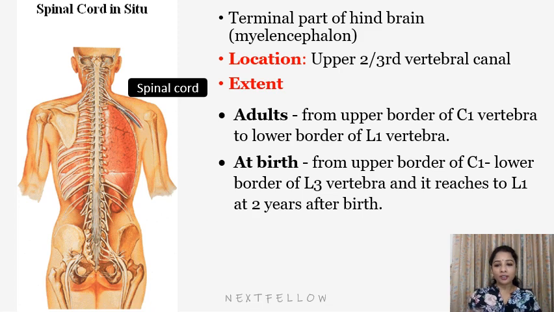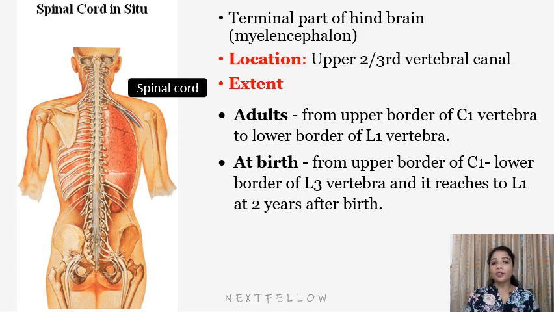So we shall begin with neuroanatomy with the spinal cord, which is the lower part of the central nervous system. We shall start with the spinal cord and slowly, gradually, we will go up in the central nervous system. So, neuroanatomy here with the spinal cord.